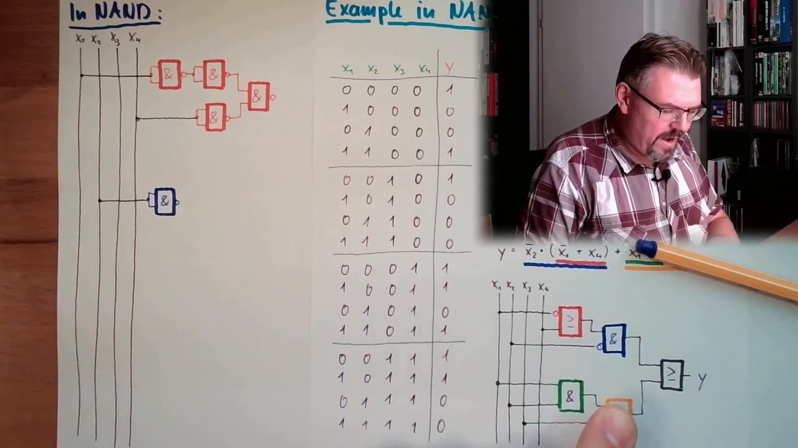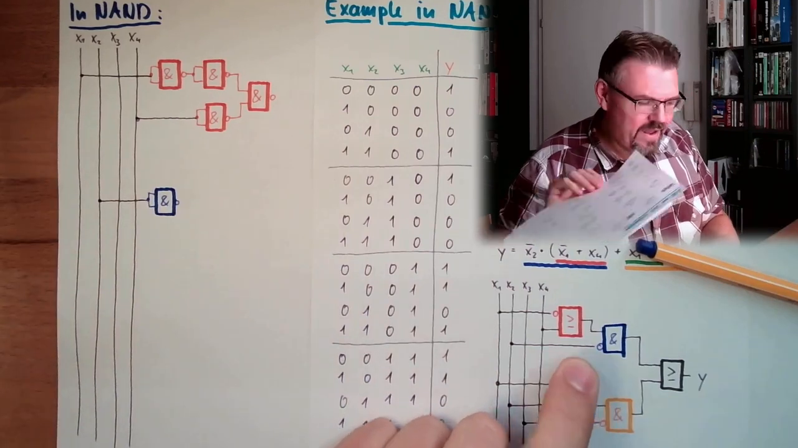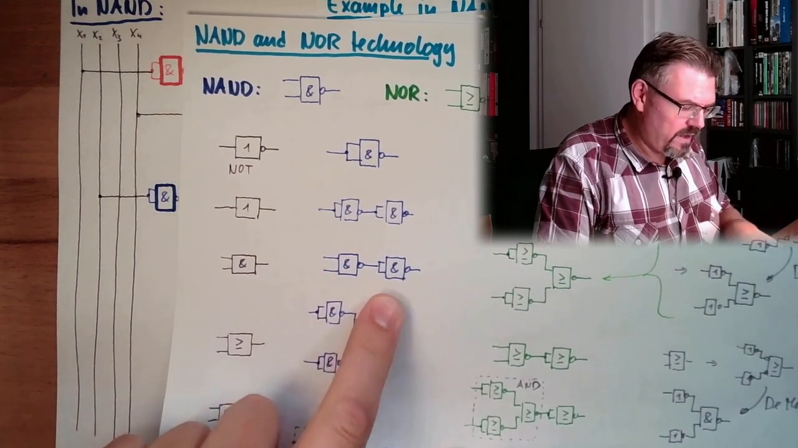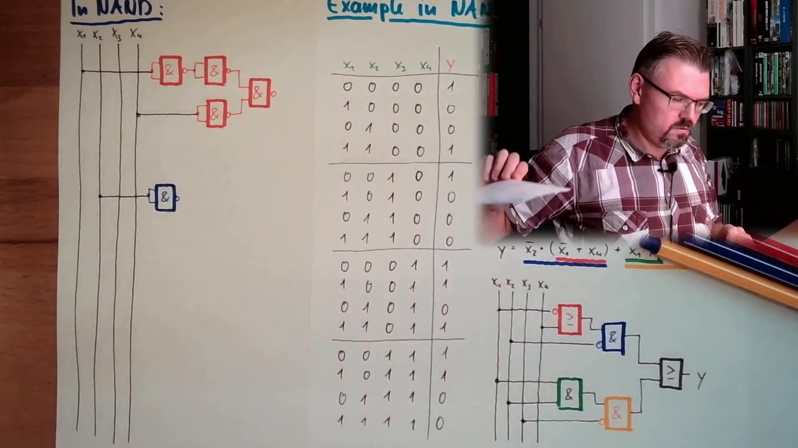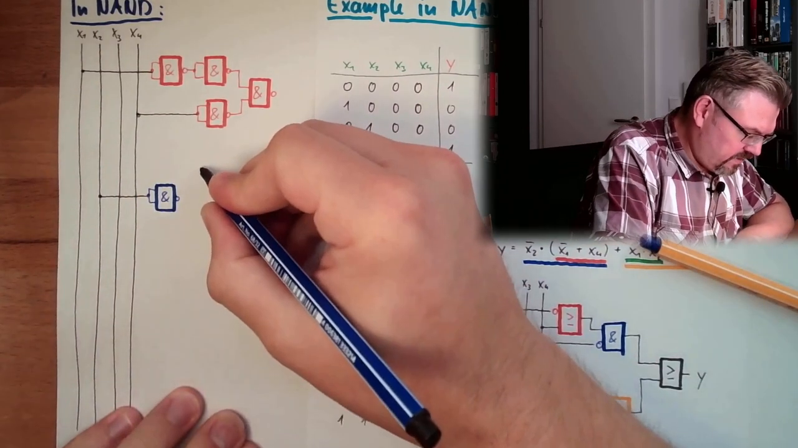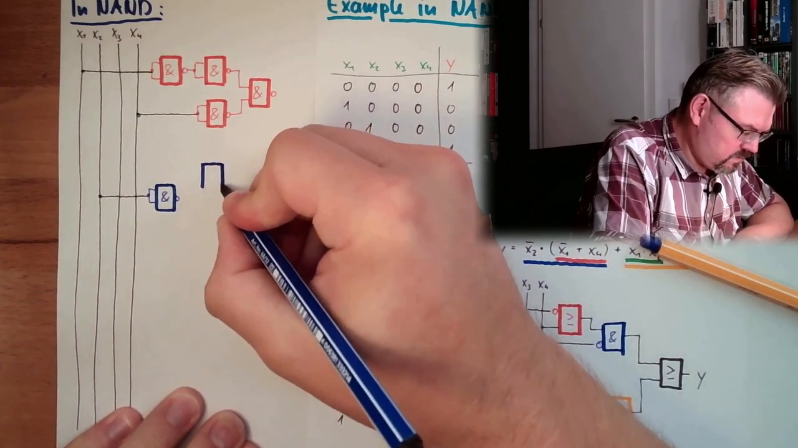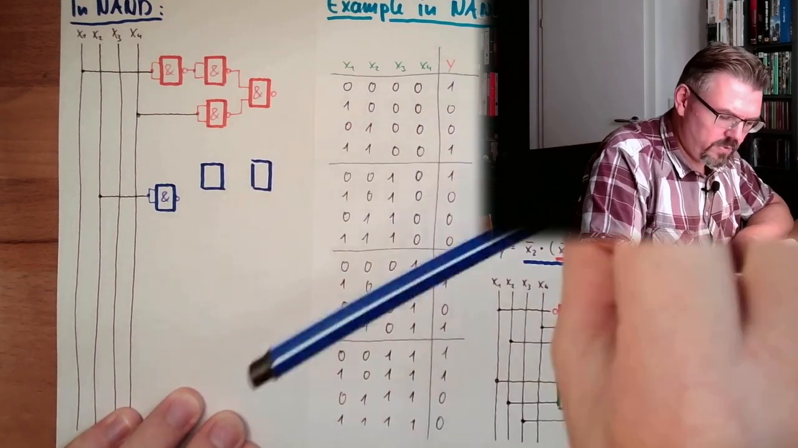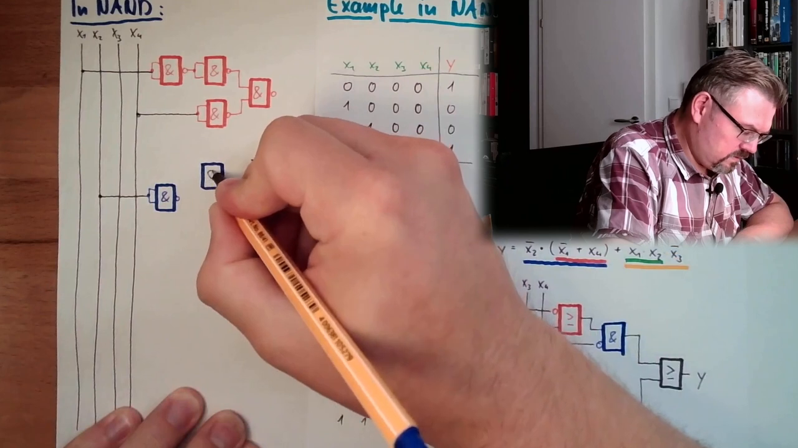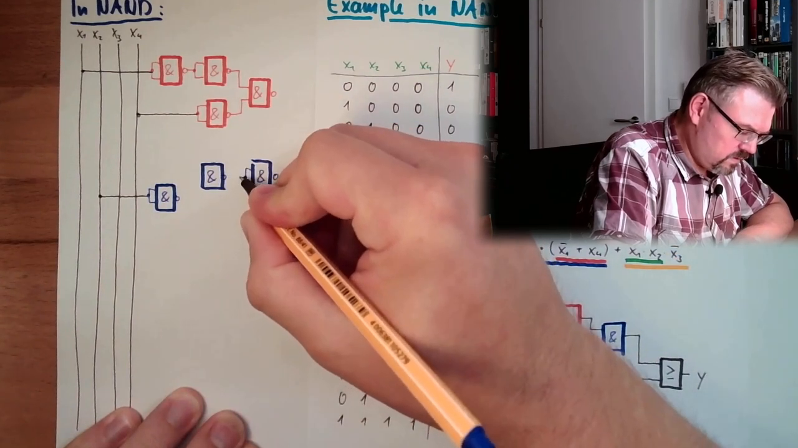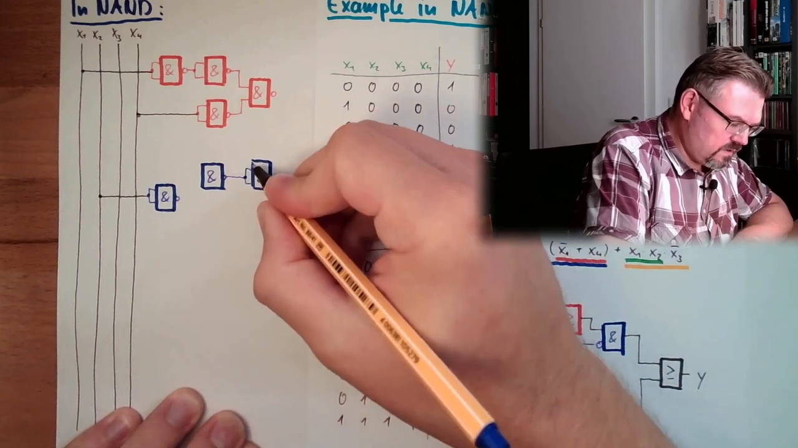Here we go. And then we need an AND. And an AND in NAND, let's have a look. An AND in NAND is simply a NAND and then NOT. Yeah? So we do it like that. There is an AND. And then I add a NOT behind. Yeah? So these are NAND elements. This is the NAND.